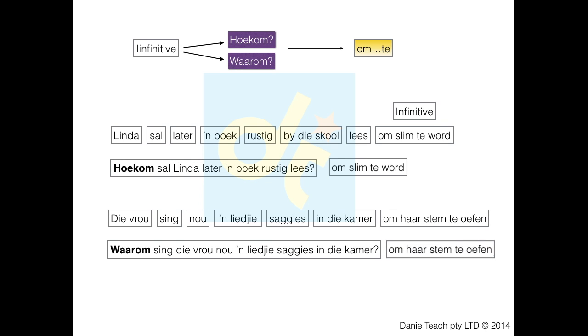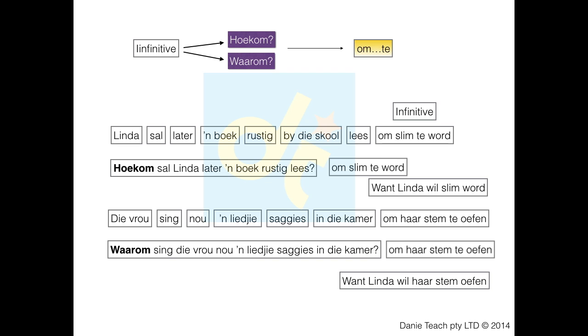There is another way you can answer a hoekom and a waarom question. You don't always have to use the infinitive. You can say want Linda wil slim word as part of your answer, or you can say want Linda wil haar stem oefen. And that is an alternative, or a possible answer.